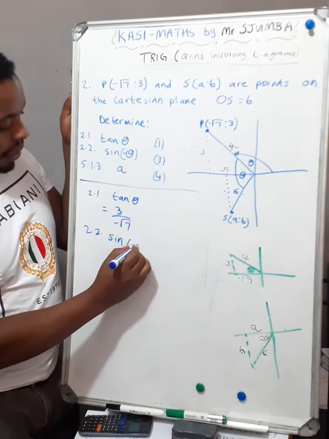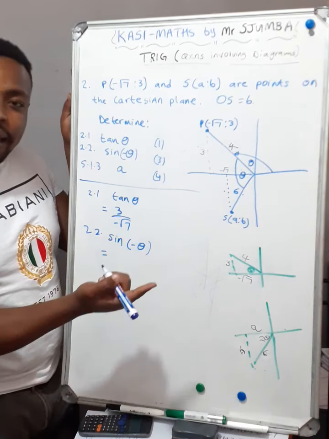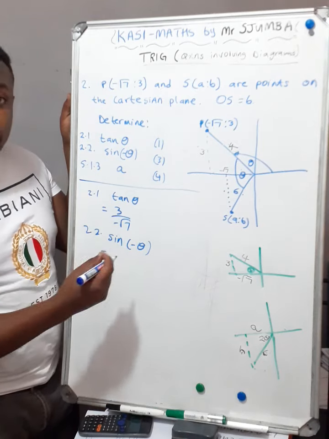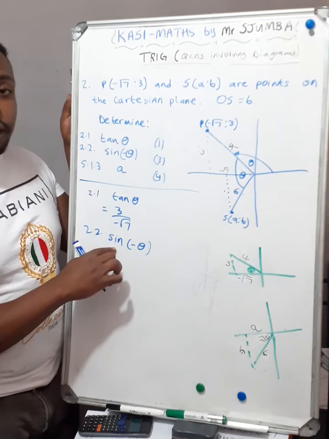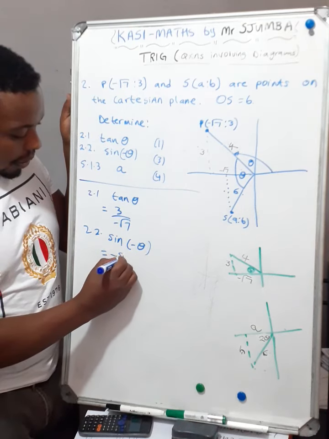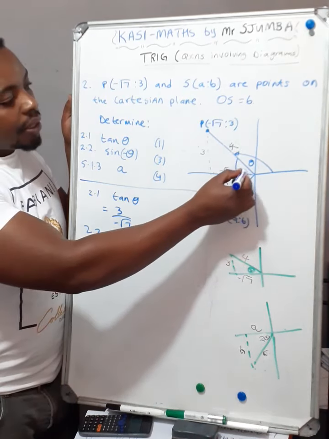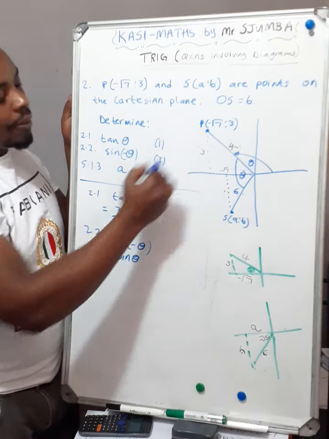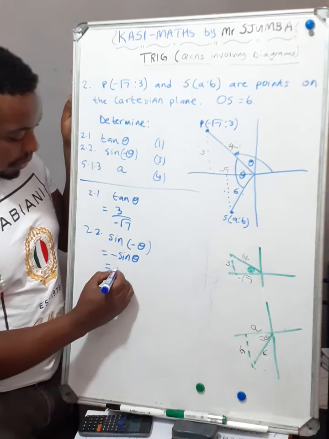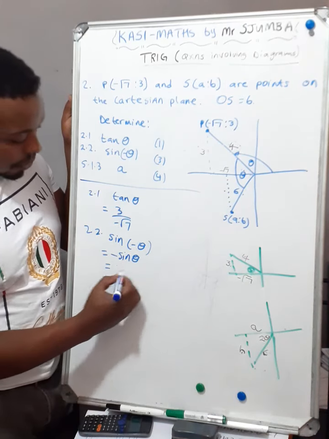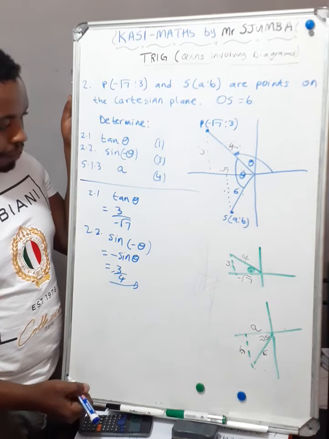So we have sine negative theta. We know a minus angle puts us in quadrant 4, and sine in quadrant 4 is negative, so we're going to have negative sine of theta. Now sine theta will be opposite over hypotenuse. We cannot use this one because it has 2 theta, so our opposite is 3 and hypotenuse is 4, with the negative.